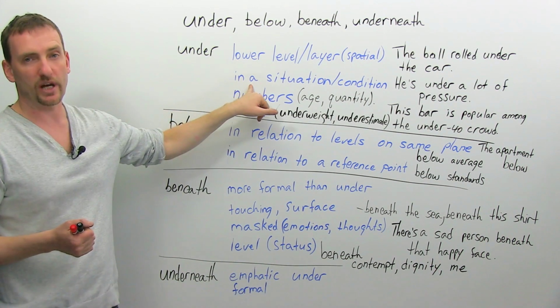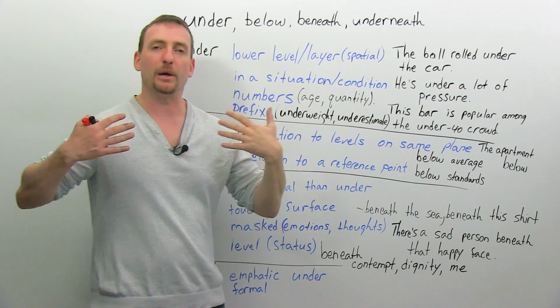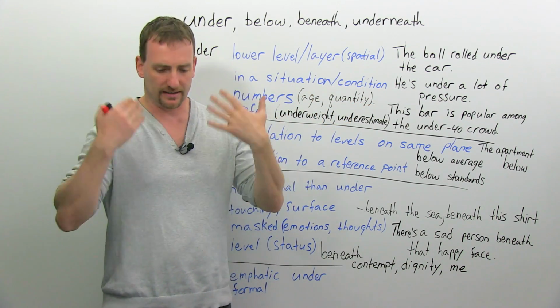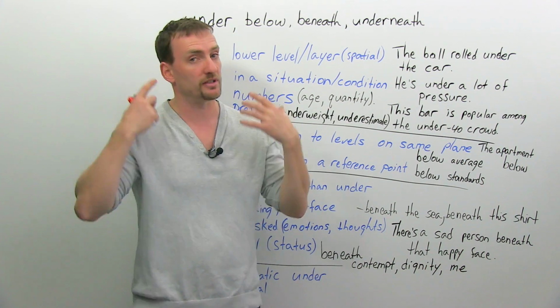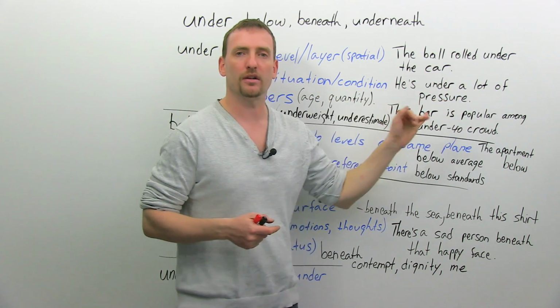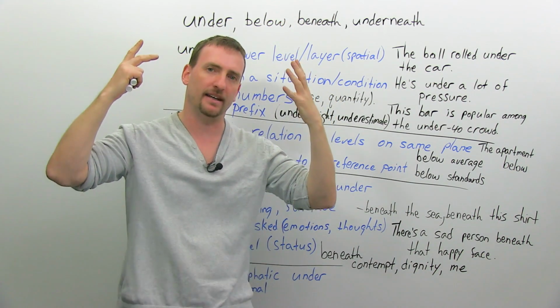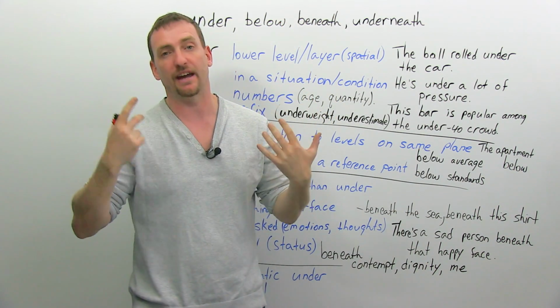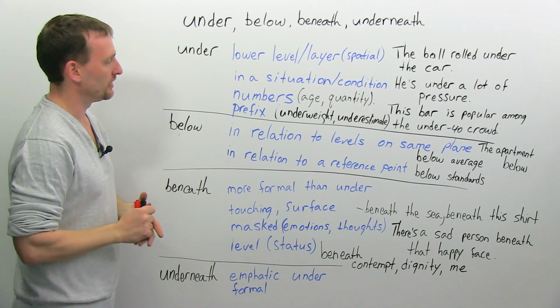But in a situation, now when I say situation or condition, it's usually about people, okay? So when somebody is feeling a particular thing or is in a particular condition or state of mind, we're going to use under. So, he's under a lot of pressure. It means the weight of the condition is making him feel down, or is heavy on top of him. Okay? So he's under a lot of pressure.